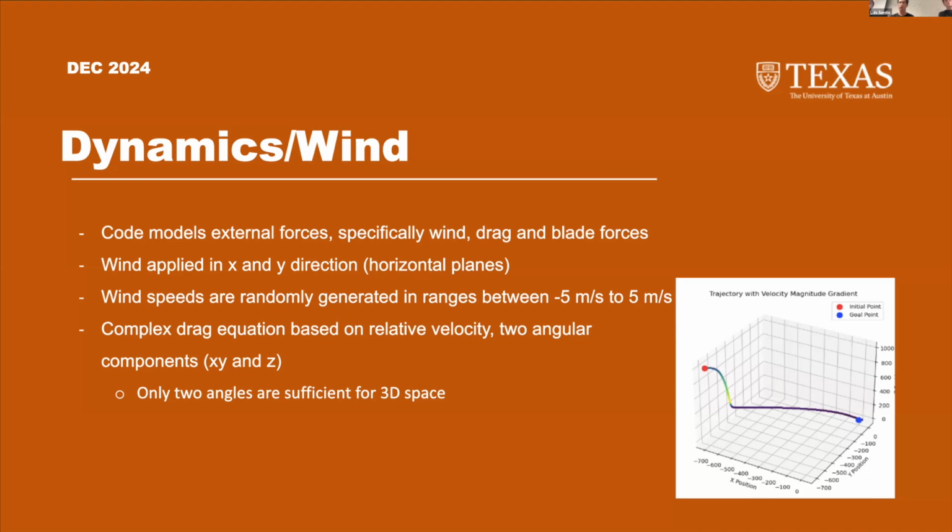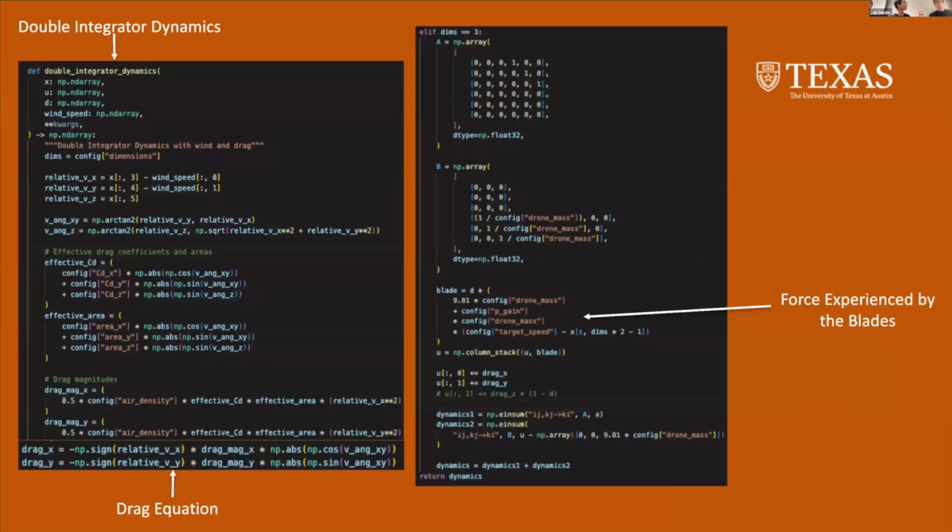Also, to solve for our drag force, we use the complex drag equation, which is based on the drone's relative velocity to the wind and two angular components. We only need two angular components in a 3D space because we can define the horizontal plane with one angle, which we named XY, and the elevation angle Z. If we use three angles, it just makes the calculations redundant and a bit more complex, which is unnecessary for us. And so here is our dynamics code.